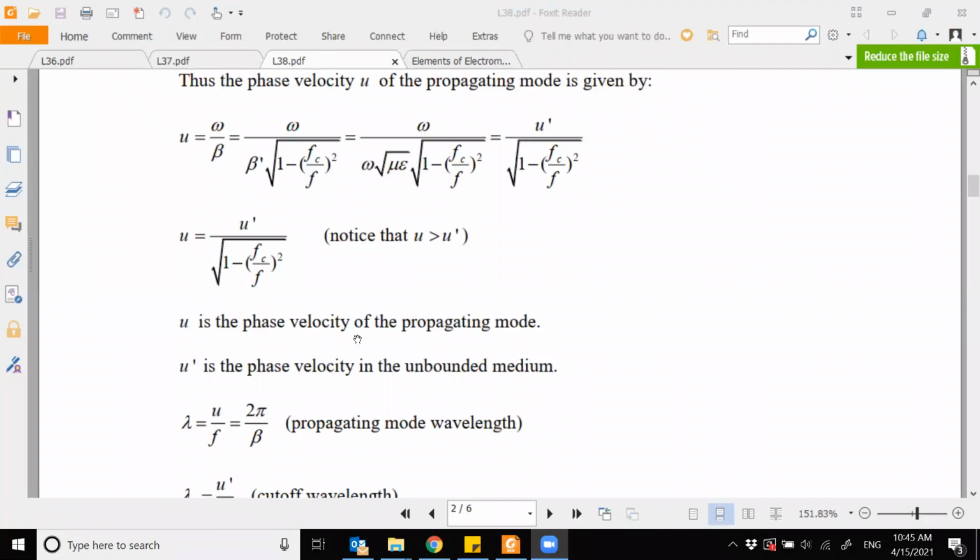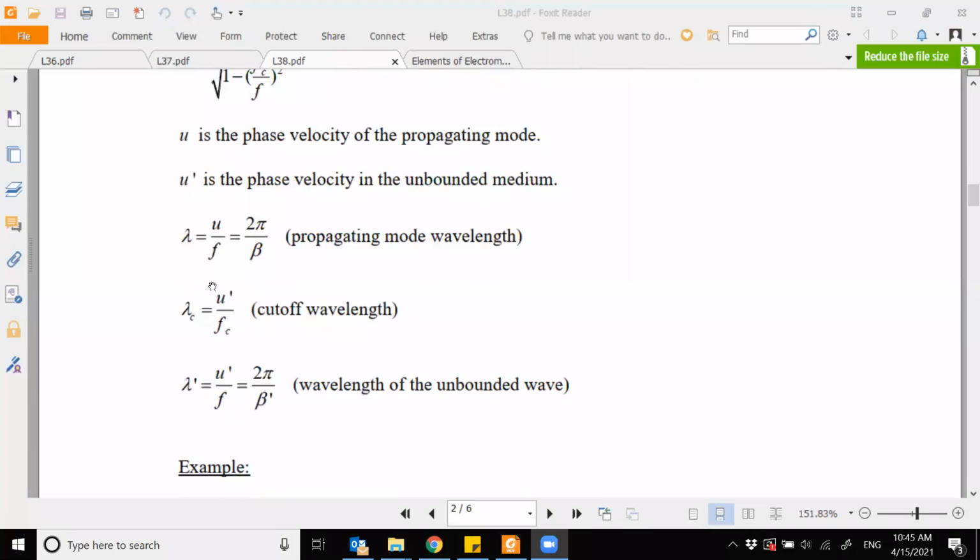Where u is the phase velocity of the propagating mode and u dash is the phase velocity of the unbounded medium. And you see here, your u is greater than u dash. That means inside the waveguide, the phase velocity is larger compared to the unbounded. Similarly, you can get the wavelength. We know lambda is u over f, very well known. This is for our bounded medium because u is the phase velocity of the bounded medium. So lambda is u over f, which is 2 pi over beta. Beta is also for our bounded medium. Therefore, this is for the propagating mode.